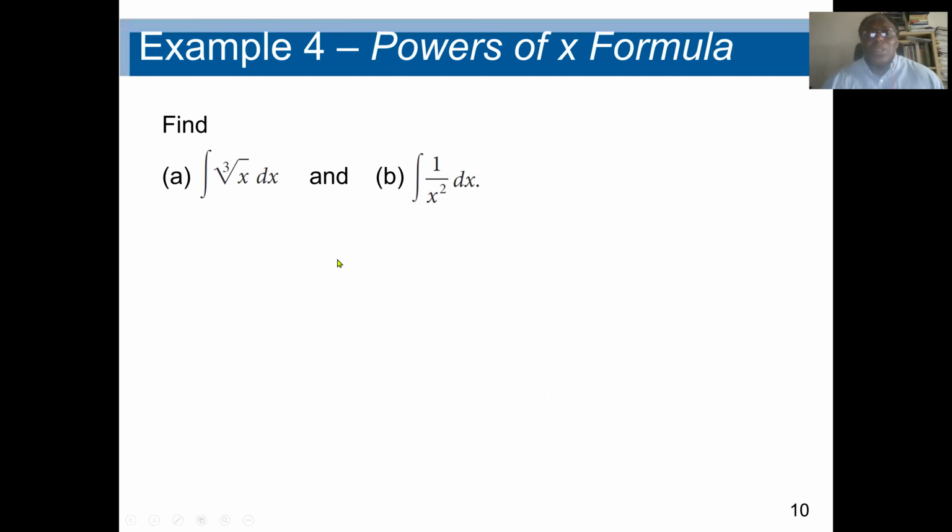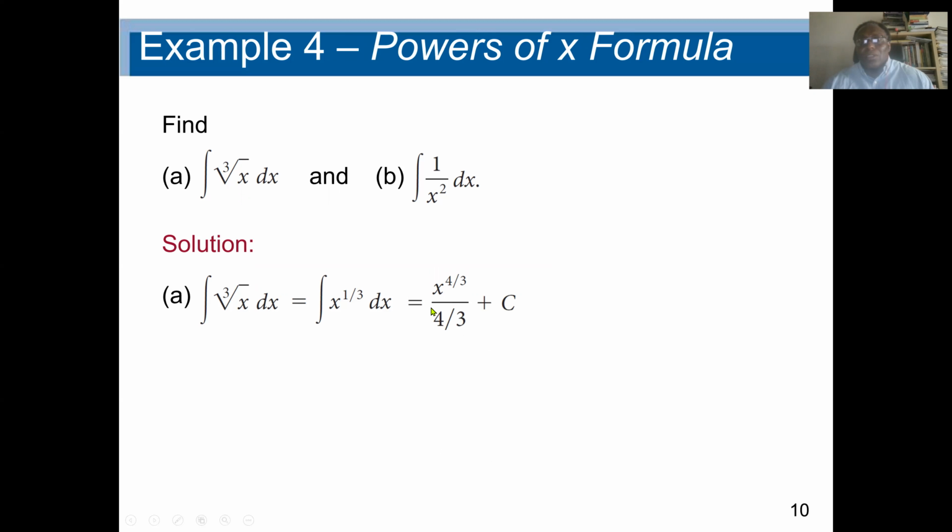So let's see an example. Now we are going to use the formula, same concept as we did without using the formula. So the integral of cube root of x dx, I'll change the cube root to an exponent of 1/3. Now to find the solution here, I'll use the formula: x to the 1/3 plus 1 divided by 1/3 plus 1. So 1/3 plus 1 will give me 4/3. So it will be x to the power 4/3 divided by 4/3 plus c.